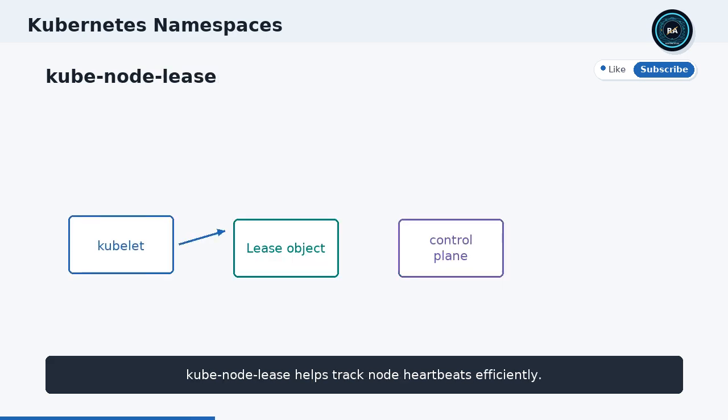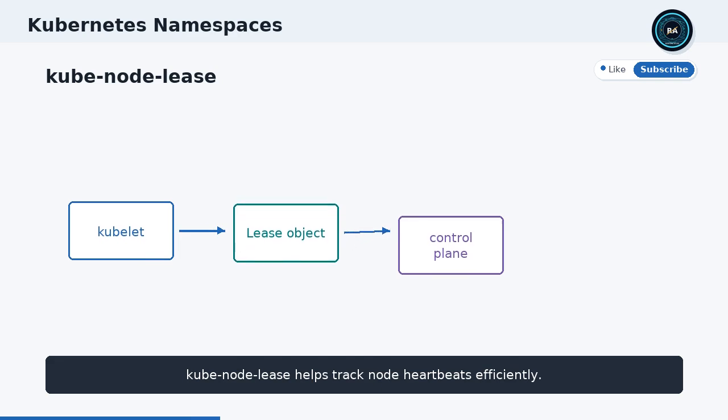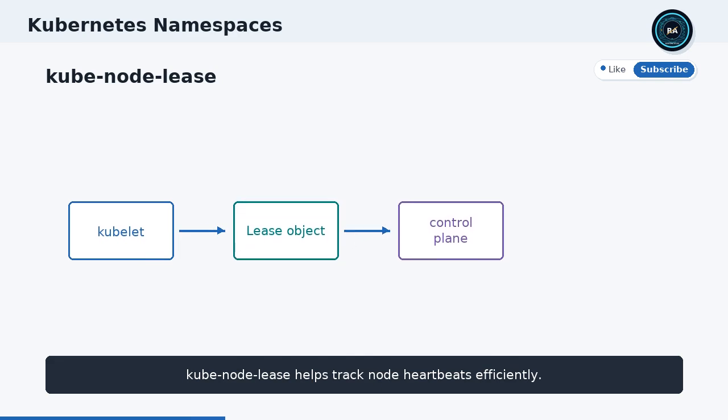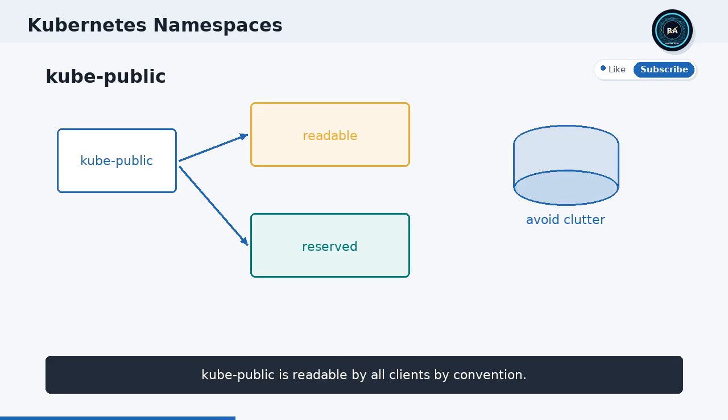Kube-node-lease stores these objects connected to nodes. Those leases help the control plane detect node health without constantly rewriting heavy node objects. Kube-public is mostly reserved for cluster usage. The public readable behavior is a convention, so do not treat it as a dumping ground.